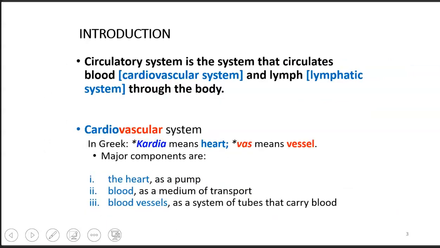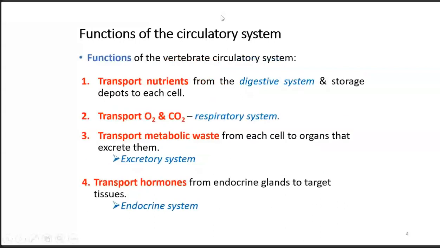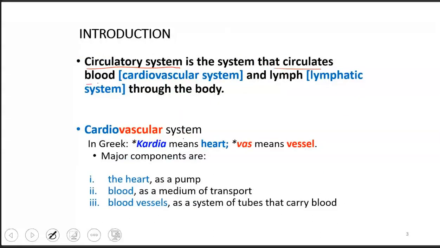So the introduction. This is the definition of the circulatory system: the system that circulates blood and also lymph throughout the body. Circulating blood is known as the cardiovascular system. That's why we changed to circulatory system, because it also involves the circulation of lymph, or the lymphatic system, throughout the body. Circulation of blood involves the heart, so that's why there is the term cardio, cardiovascular, blood vessels. In Greek, cardia means heart, and vas means vessels.